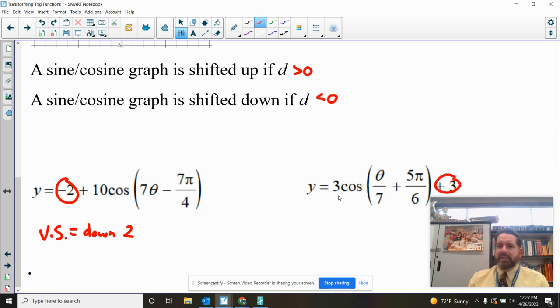Over here, it's added on the end. That's a positive number, so your vertical shift is up 3 units. Please don't make that tougher than it is.